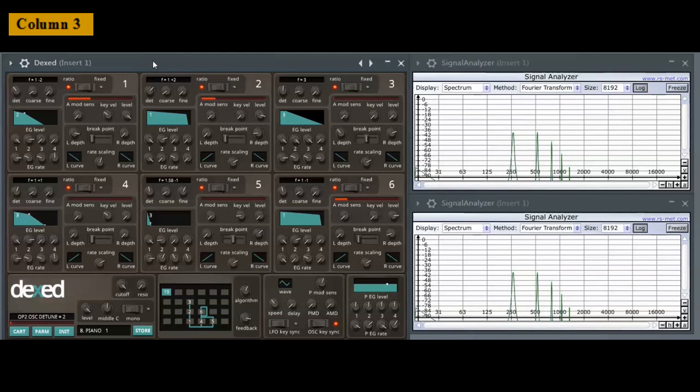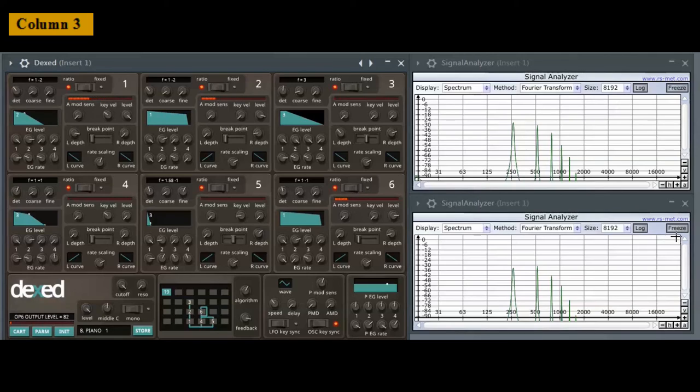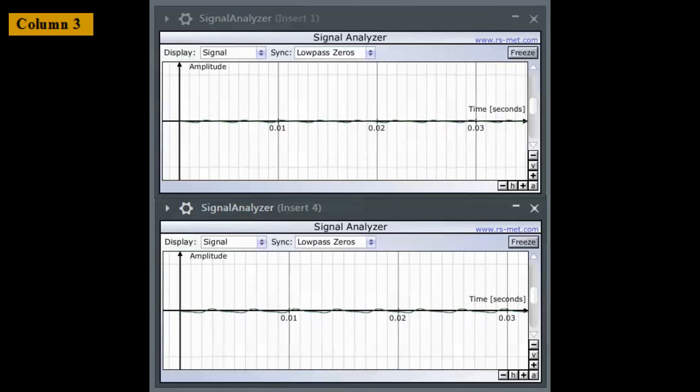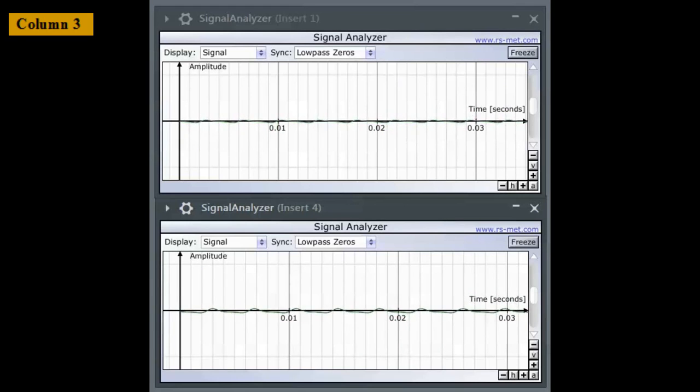Spectra of the detuned version of the carrier modulator couple contain the same sidebands as the version having a perfect 1-to-1 ratio, but the amplitudes of the individual sidebands are different. But again, it is the development of the waveform that shows the difference best between the original detuned version and the version with operator 1 and operator 2 in tune. The lower wave shows the detuned version, the upper one is generated by a second instance of DX with operator 1 and operator 2 in perfect tune.